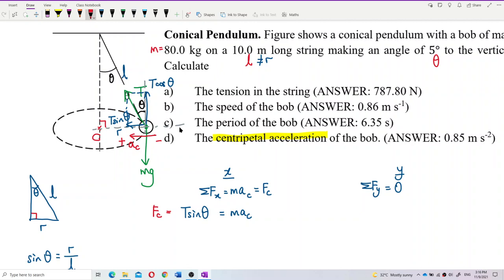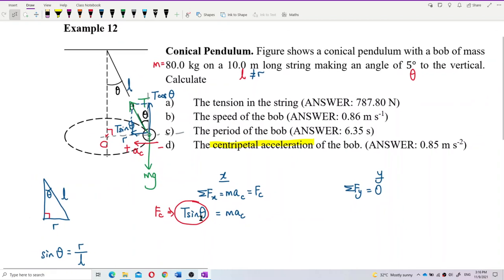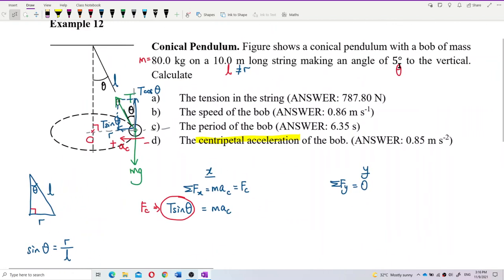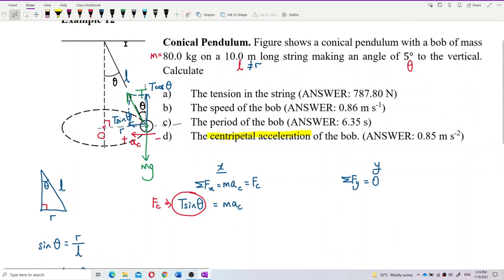This T sine theta is actually the centripetal force. You know that? T sine theta is actually the centripetal force. Okay, that's all. We can put in the value of theta there. Tension sine 5 degrees equals, what is the mass? The mass is 80 times a_c. We don't have a_c, never mind.